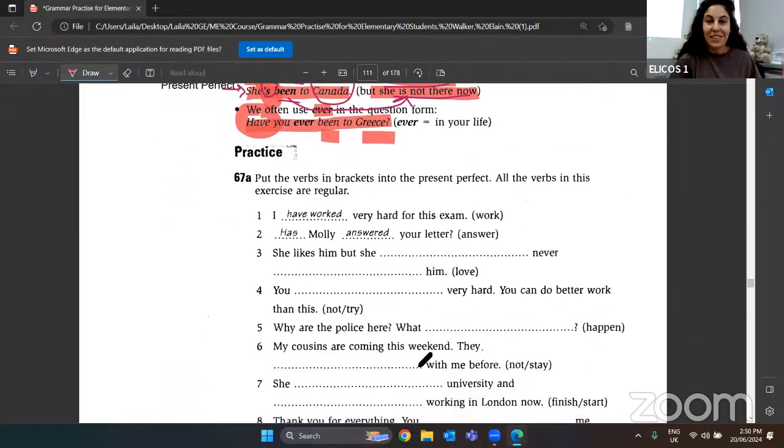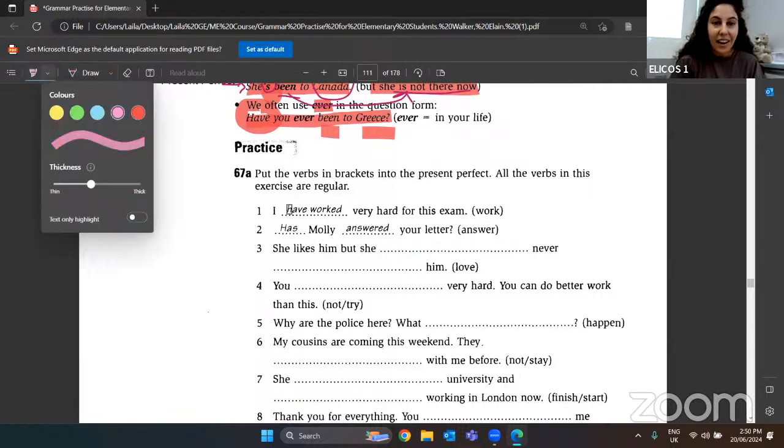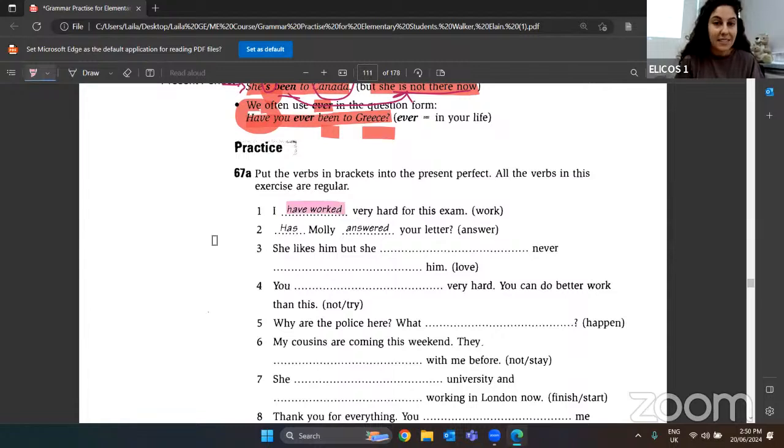Okay, let's practice. So we'll practice together. I'll do the first two. So we have, I have worked very hard for this exam. So I'm still doing this action because I'm still preparing myself and working for the exam. So I, the verb to have, and then the past participle. Question, remember we start with the verb to have. Has Molly answered your letter? Because it's not a finished action. The verb in answer is past. The verb in the present perfect has to be in the past.